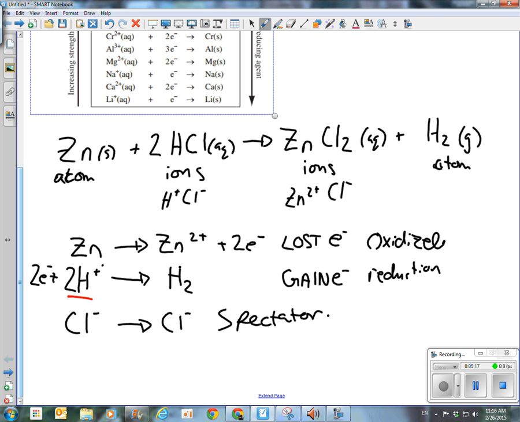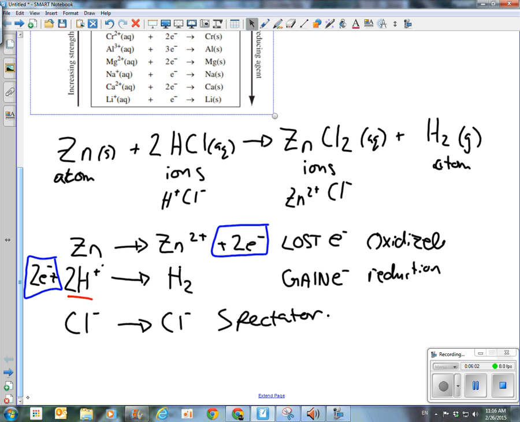Now, question 21A says, look at the reactant side of each equation in 20. How many electrons are gained or lost by each atom or ion? We're seeing how many electrons are being lost and gained. Well, we've put that in here. In this case, zinc lost 2 electrons, hydrogen gained 2 electrons, and chlorine stayed the same, so we don't have to worry about that. So that is question 21A.